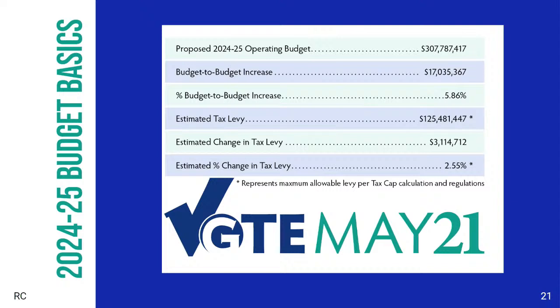And then a summary for the 24-25 budget: $307.7 million, up $17 million or 5.86%. The estimated tax levy is $125,481,000. That represents the cap, which is at a 2.55% increase, but the levy change itself is about $3.1 million. And with that tax cap levy, we need 50% plus one vote in order to approve the budget.